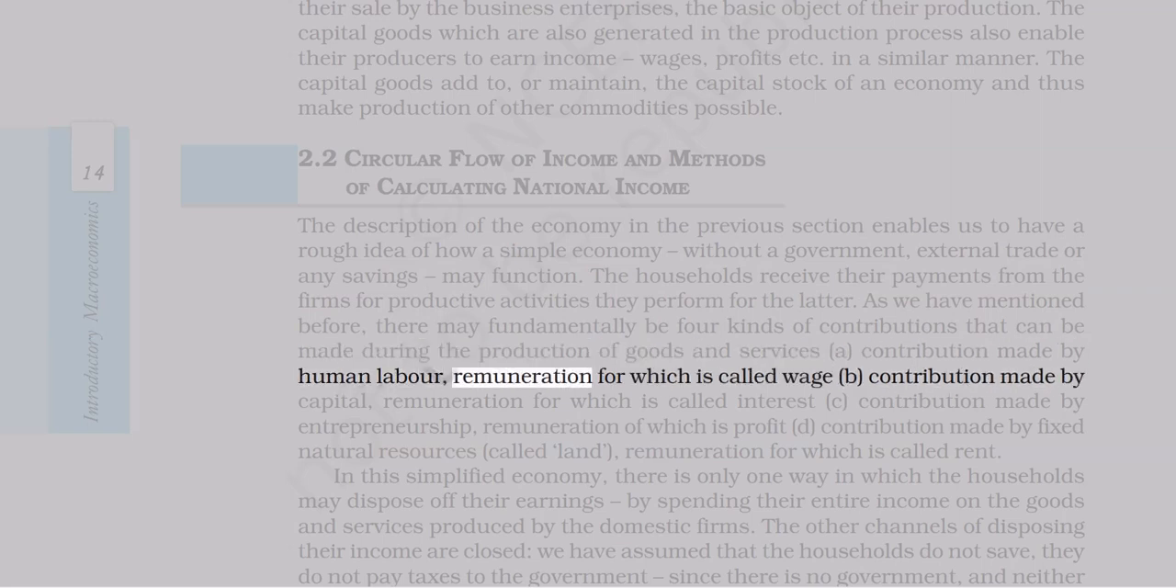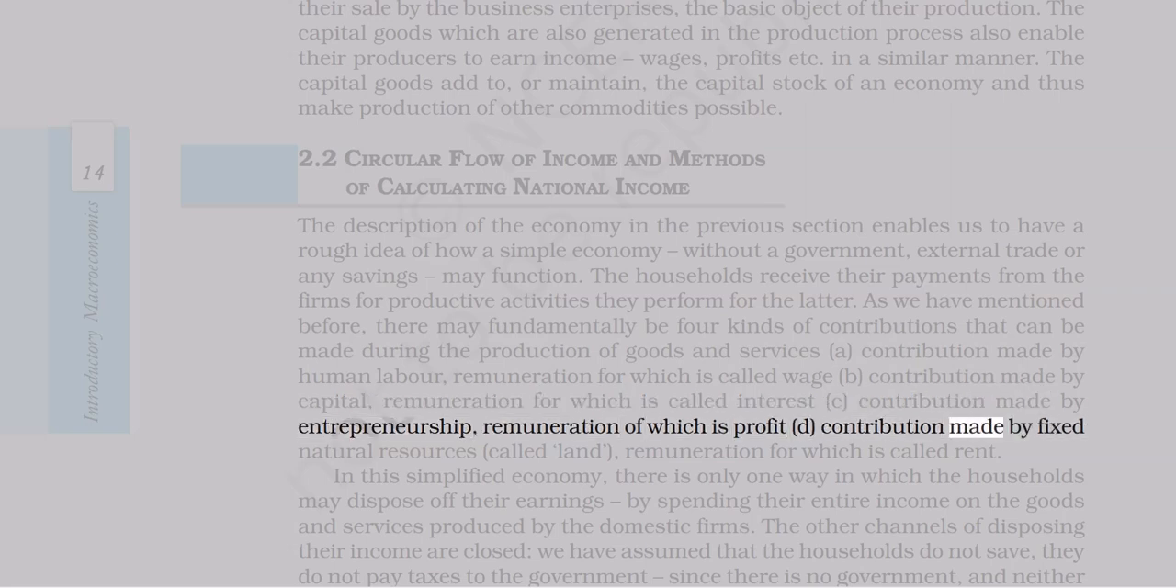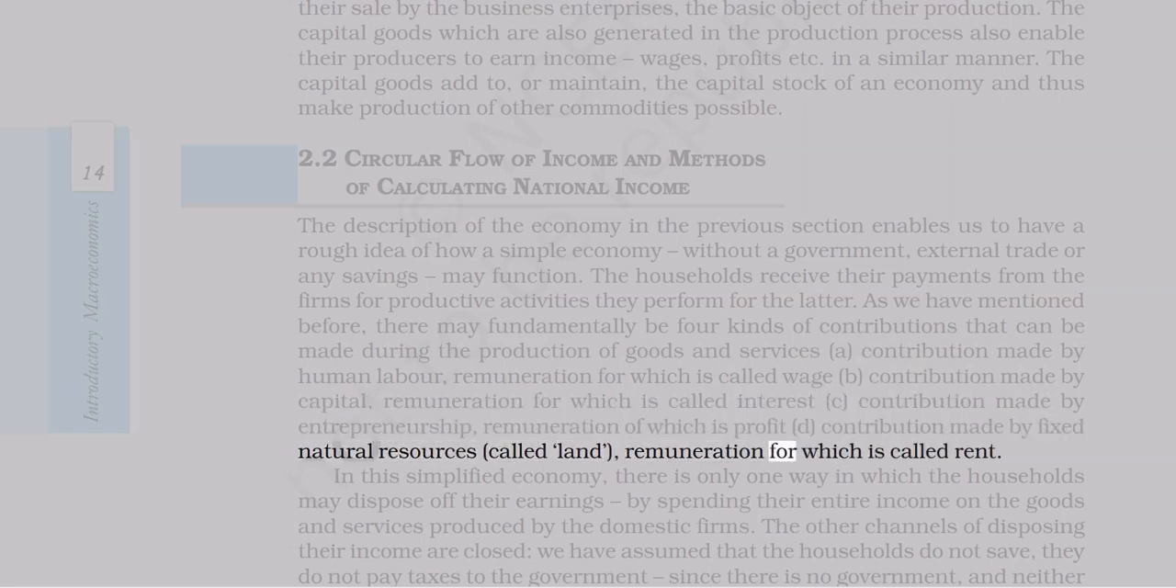A. Contribution made by human labor, remuneration for which is called wage. B. Contribution made by capital, remuneration for which is called interest. C. Contribution made by entrepreneurship, remuneration of which is profit. D. Contribution made by fixed natural resources, called land, remuneration for which is called rent.